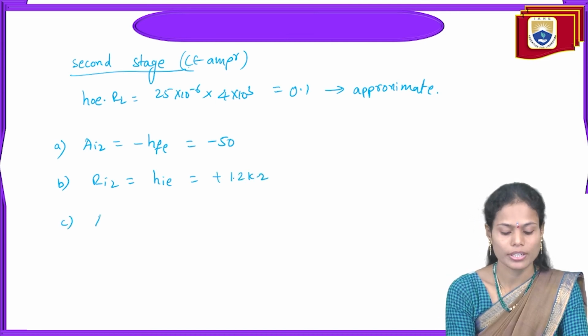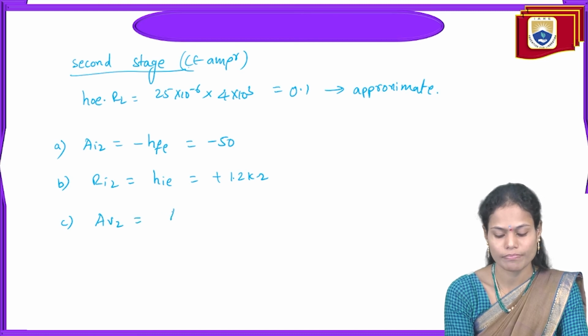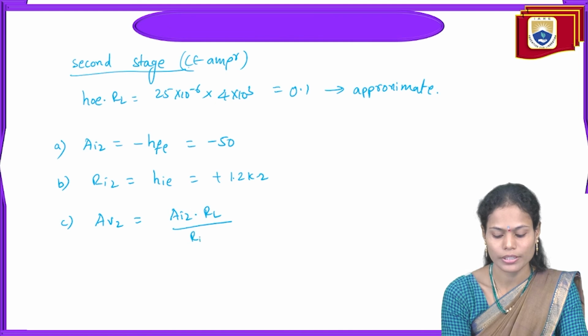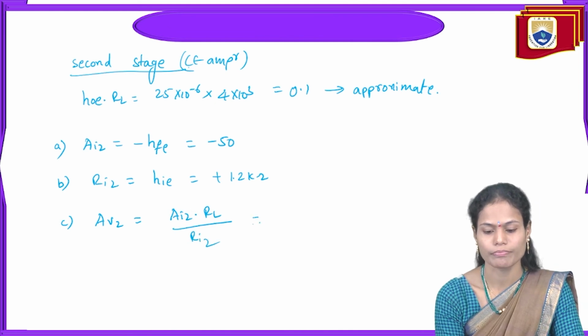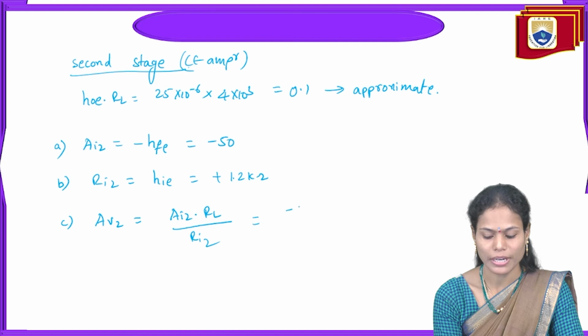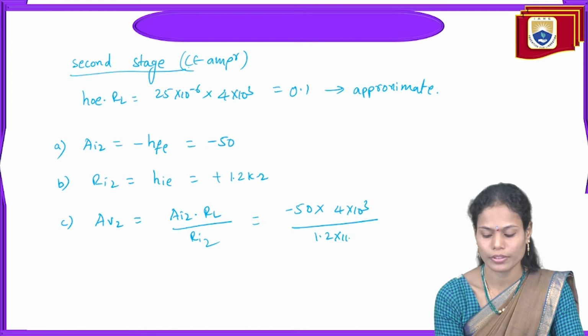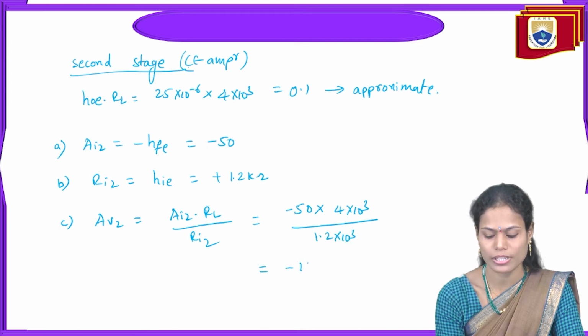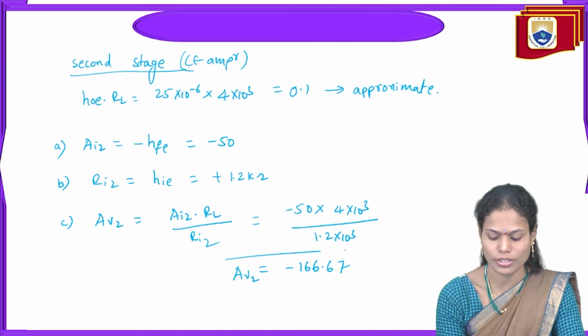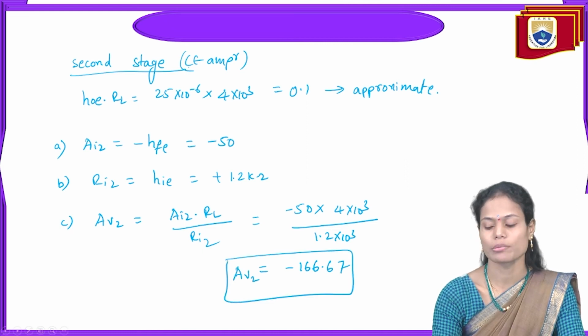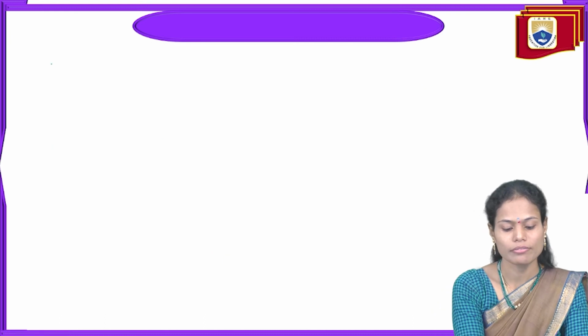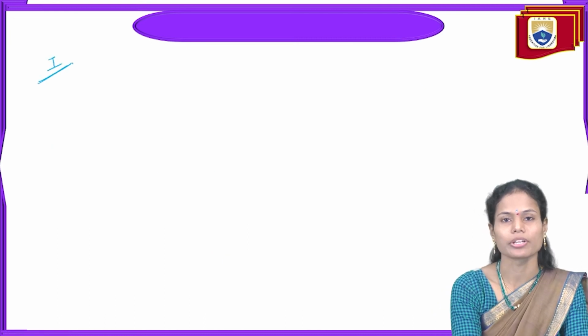And the voltage gain of the second stage is current gain into load resistance divided by input resistance RI2, that is minus 50 into 4 kilo ohms divided by 1.2 kilo ohms. So it is minus 166.67. This is the voltage gain of the second stage. And similarly, we need to find the first stage parameters.